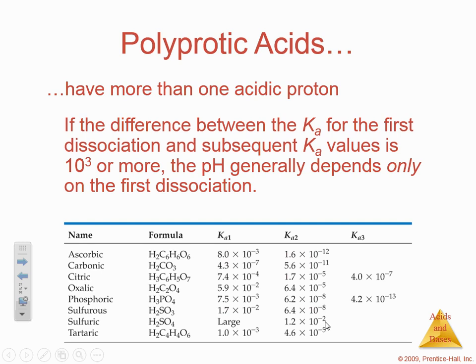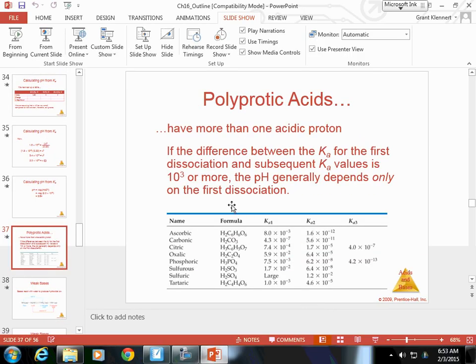The polyprotic acids, when they break apart, are going to give their H's away one at a time. So just to review, polyprotic acids can have multiple Ka values because they give away their H's one at a time.